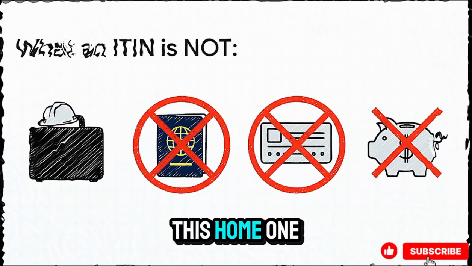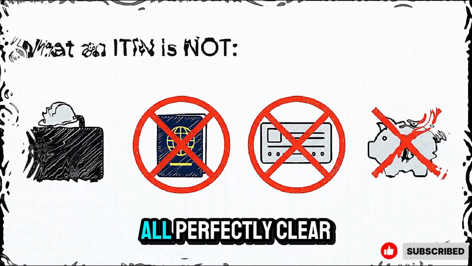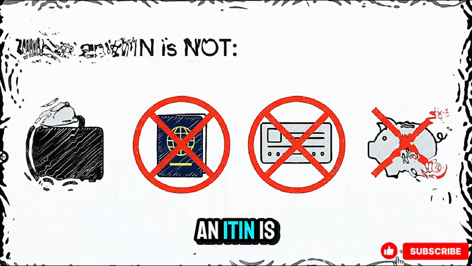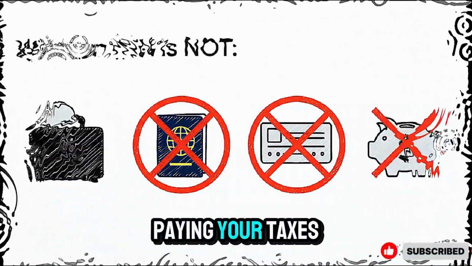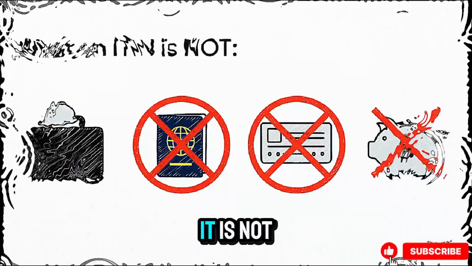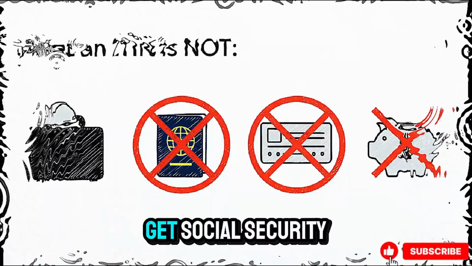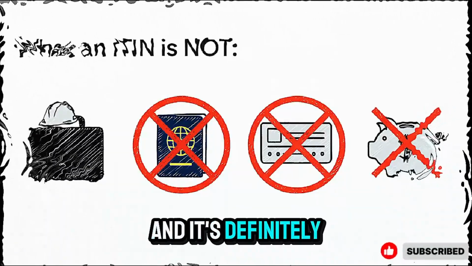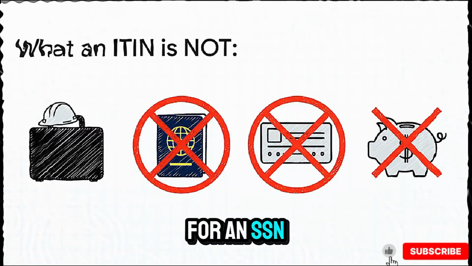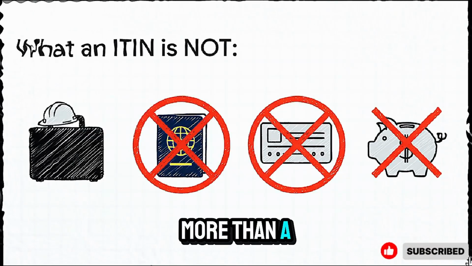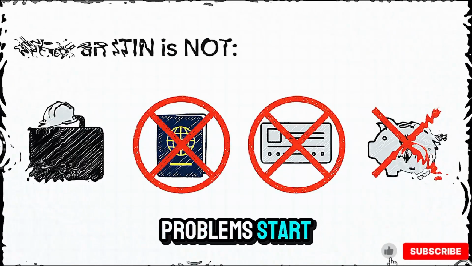Let's just hammer this home one more time so we are all perfectly clear. An ITIN is a tool for paying your taxes, period. It is not a work permit. It is not a green card. It is not a way to get Social Security. And it's definitely not a substitute for an SSN. Thinking it's anything more than a tax number is where the problems start.